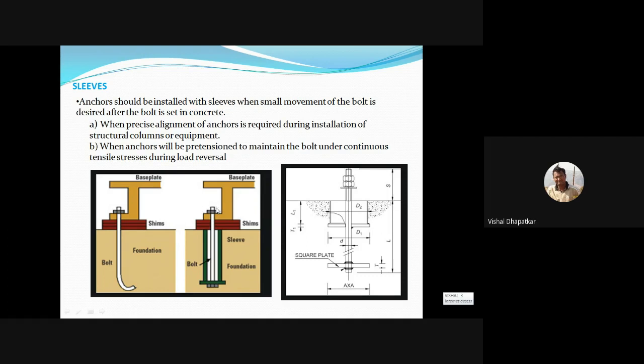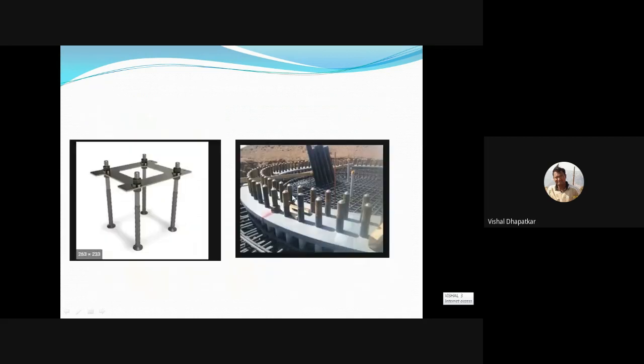One is for the alignment, and second is to maintain the tension in the bolt when the bolts are pre-tensioned. Pre-tension bolts are used mainly for heavy equipment or high-rise buildings. For normal structures, we use normal bolts, like bearing type bolts. Okay. Then these are the anchor chairs, right? So these are the anchor chairs.